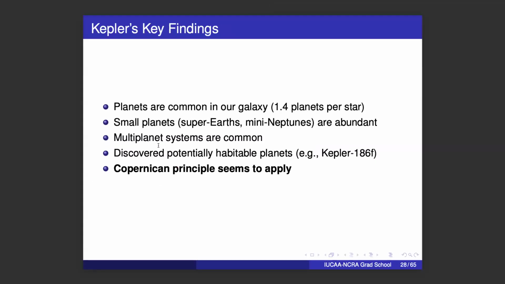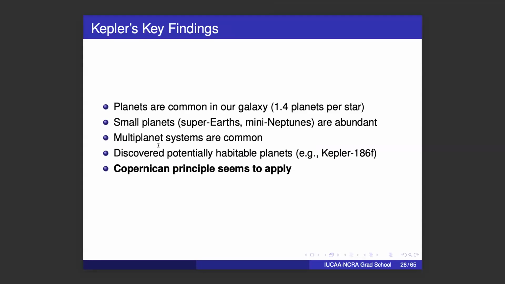So what are the key findings from Kepler? Planets are common in our galaxy, approximately 1.4 planets per star, at least. This is based on some modeling. They say this is the lower limit. There could be more. So planets are clearly common in the galaxy, and as we shall see in a minute, that has some implications.